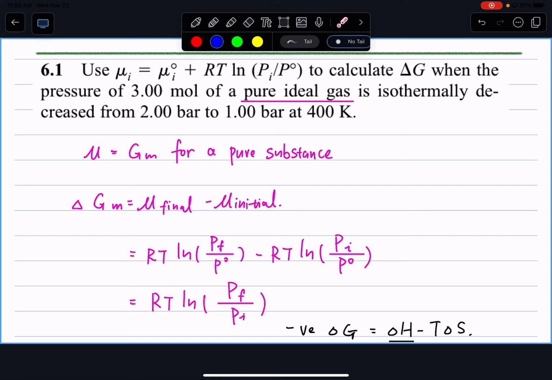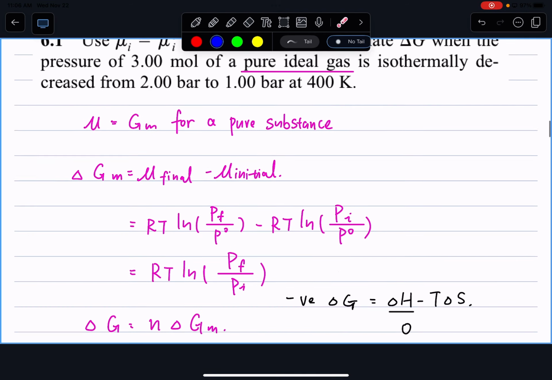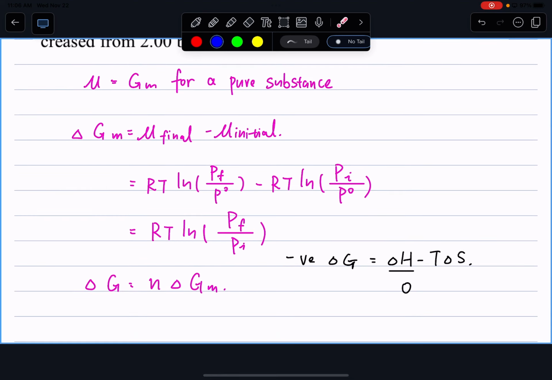And in this one, let's just read it again. We're talking about 3 mole of a pure gas whose pressure is isothermally decreased from 2 bar to 1 bar at 400 Kelvin. So this part, what I say is when we say a negative delta G, so this stands for negative. I know it confuses some people, so this one is negative.